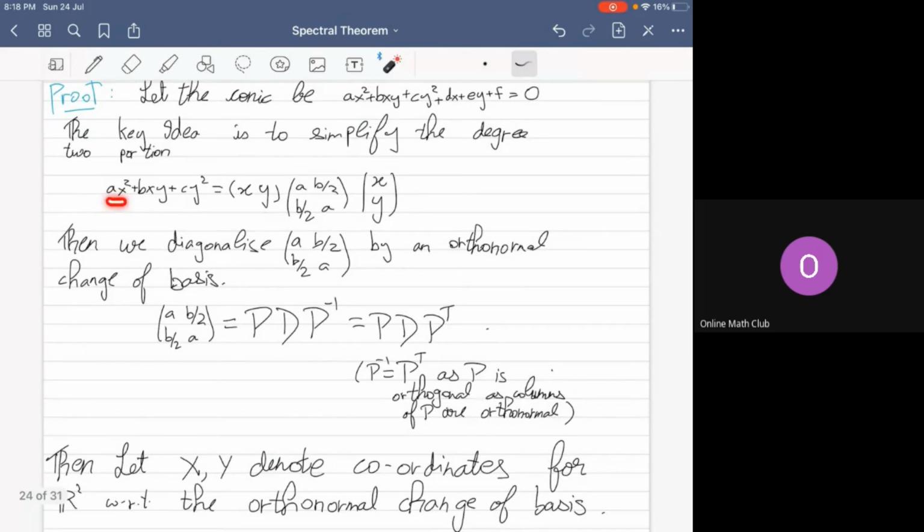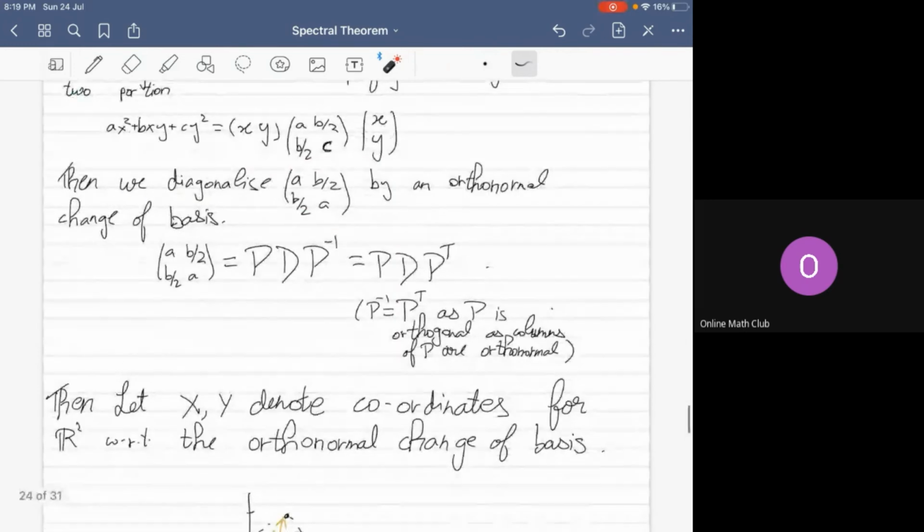So this is the degree 2 portion. And yeah, this is C, not A. And this can be written as this.